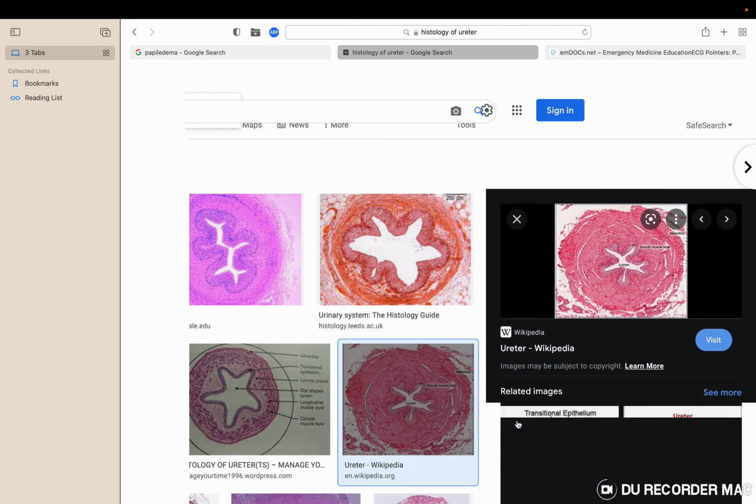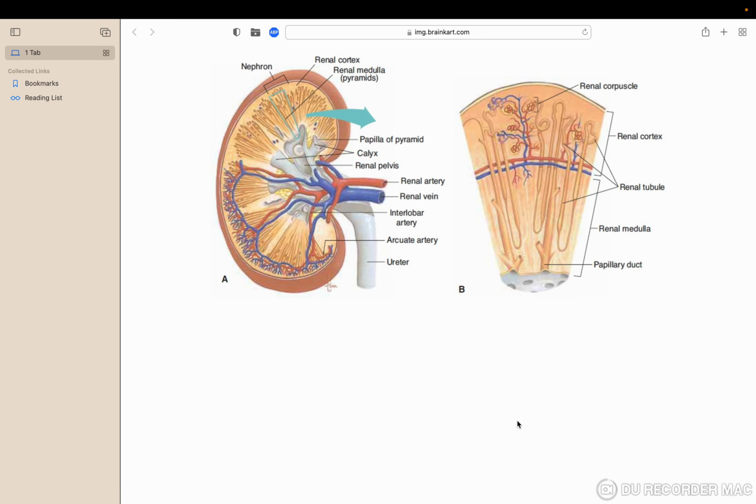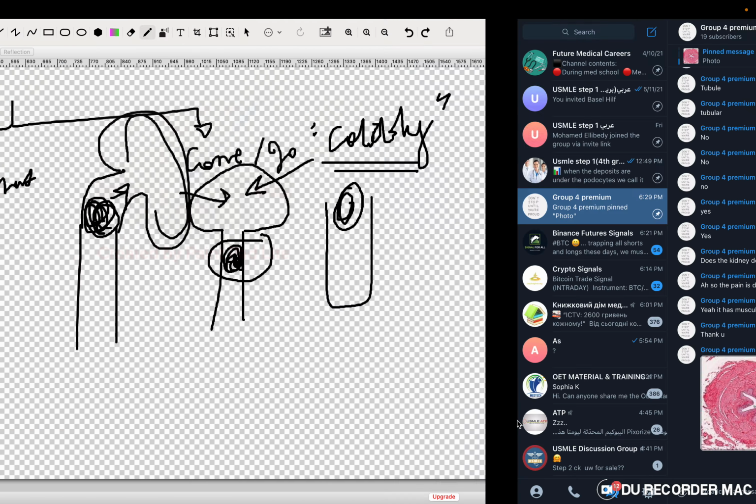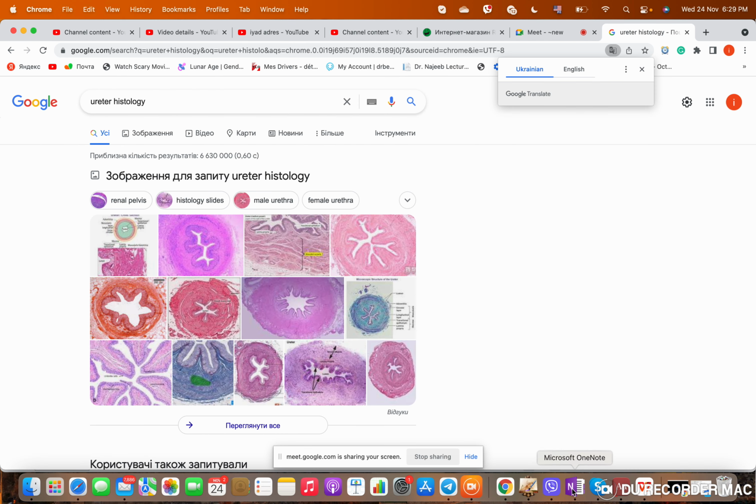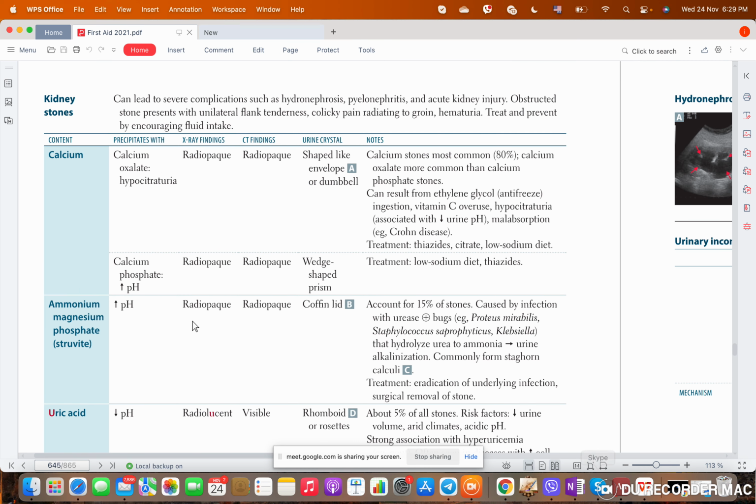Okay, let's add one more point here. So now we speak about this guy. Now they tell us to treat and prevent by encouraging fluid intake. Guys, be really careful. If you have a question about a patient with kidney stones, and long story short, they ask what should you give him? Should you alkalinize the urine? Should you, I don't know, do surgery on it?